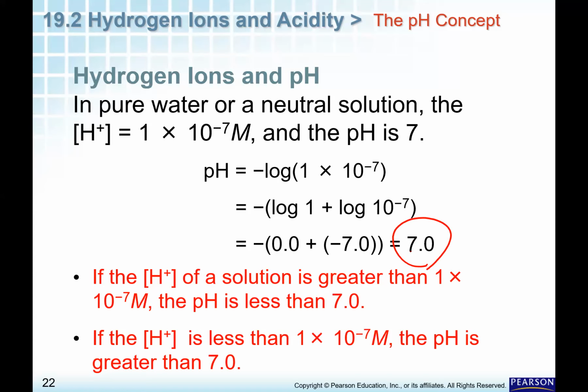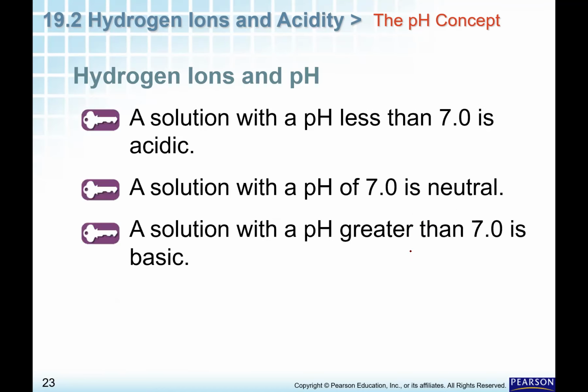And if the OH minus is equal to 10 to the minus 7, that is a basic solution. So a solution with a pH of less than 7 is acidic. So the higher the concentration of H plus, the lower the pH is.